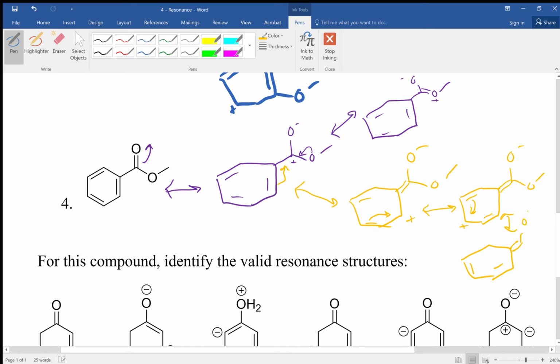So those are our basics for drawing resonance structures. And this is something you're certainly going to want to practice more of. It's certainly something you're going to see on exams, quizzes, etc. in this course.